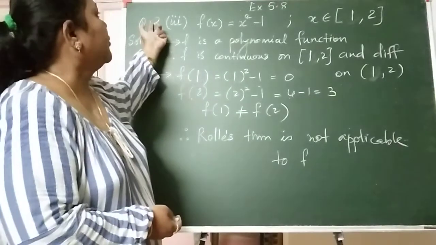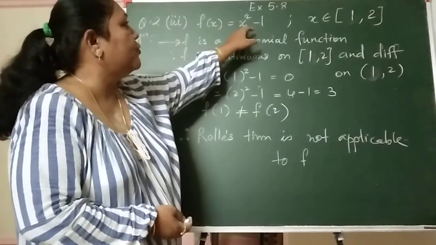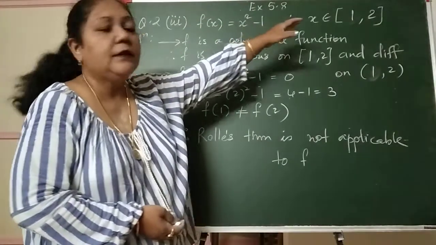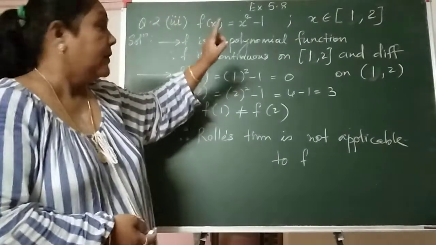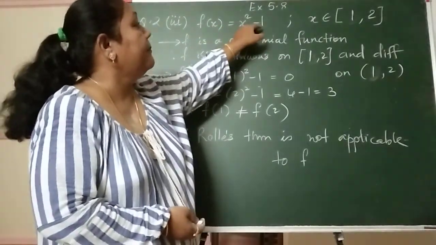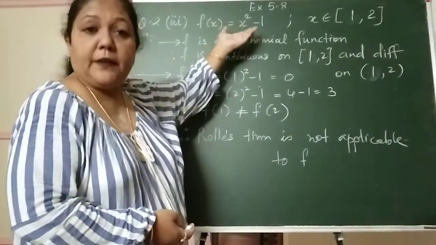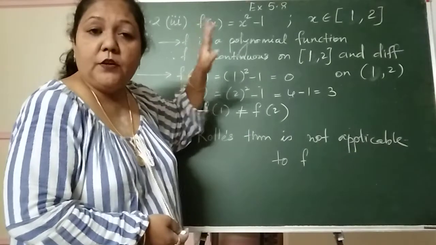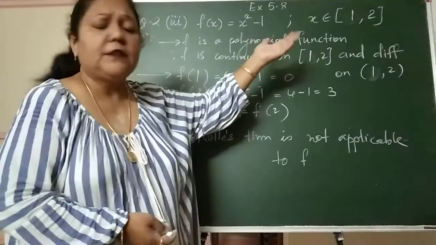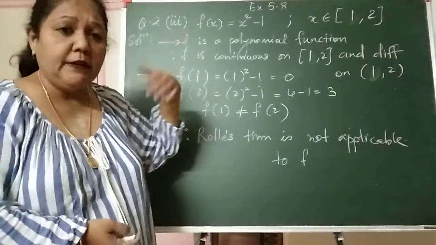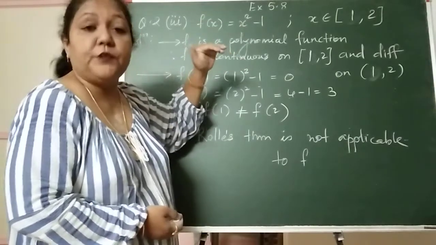Okay, now question 2, the third one. I have f of x is equal to x squared minus 1, where x belongs to the interval 1 comma 2. Here, see the first condition, x square minus 1. So f of x is a polynomial, right? It is a quadratic polynomial. Any polynomial function is always going to be continuous on the closed interval and differentiable on the same open interval. So that means f is continuous and differentiable.